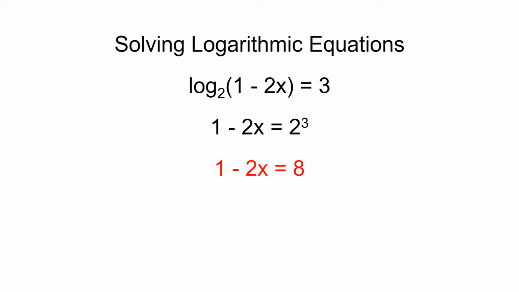It's now straightforward to solve for x. We simplify the right side of the equation and get 8. And we solve for x. X is equal to minus 7/2.